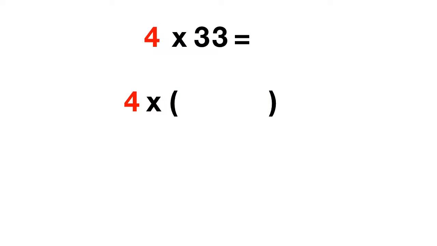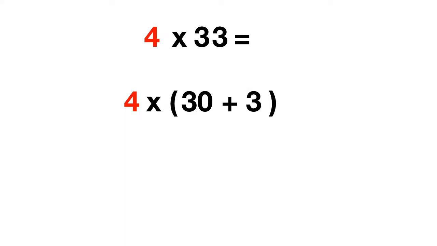Let's look at one of these together. Let's look to multiply 4 times 33 using the distributive property. Well, we'll start by rewriting our problem as 4 times, and then we'll split up 33. How should we split up 33? Well, we'll break it into two pieces. We'll think of 3 tens, which have a value of 30, plus 3 ones, which have a value of 3.